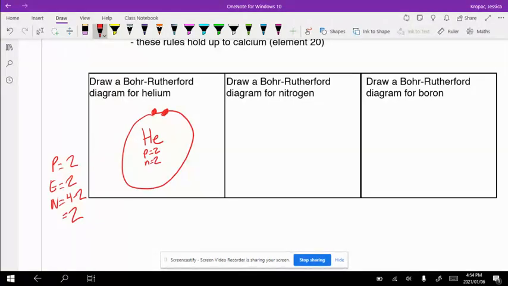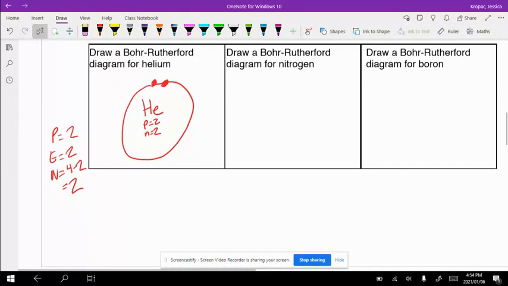Now we're going to take a look at nitrogen. Again, I want to figure out the number of protons, the number of electrons, and the number of neutrons. If I look at the atomic number of nitrogen, it's 7. So that tells me 7 protons, 7 electrons. And if I look at the mass for nitrogen, it's 14. 14 minus 7 is also going to give me 7.